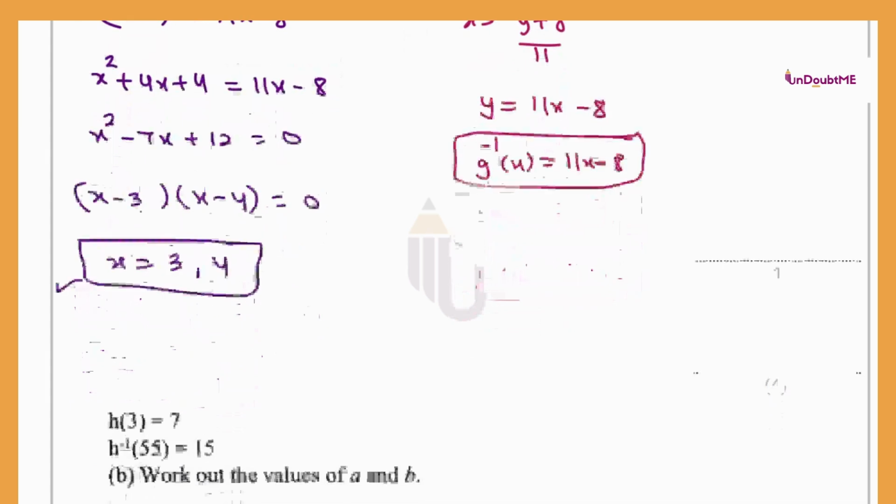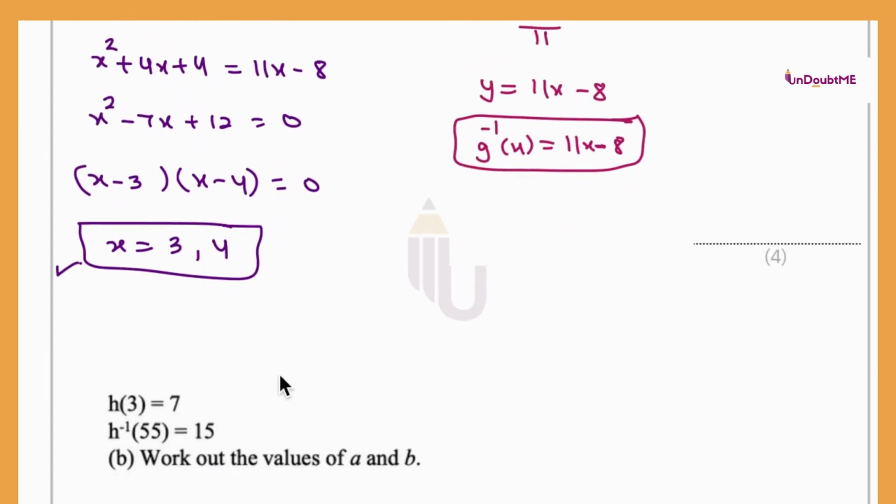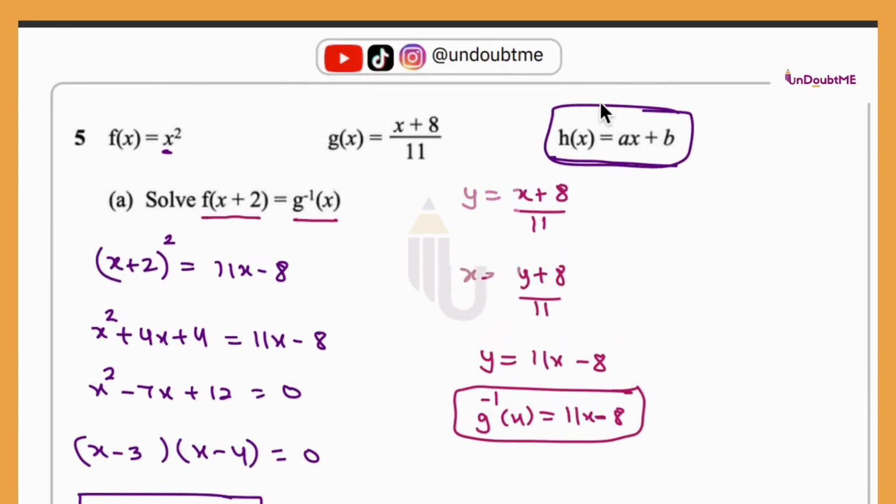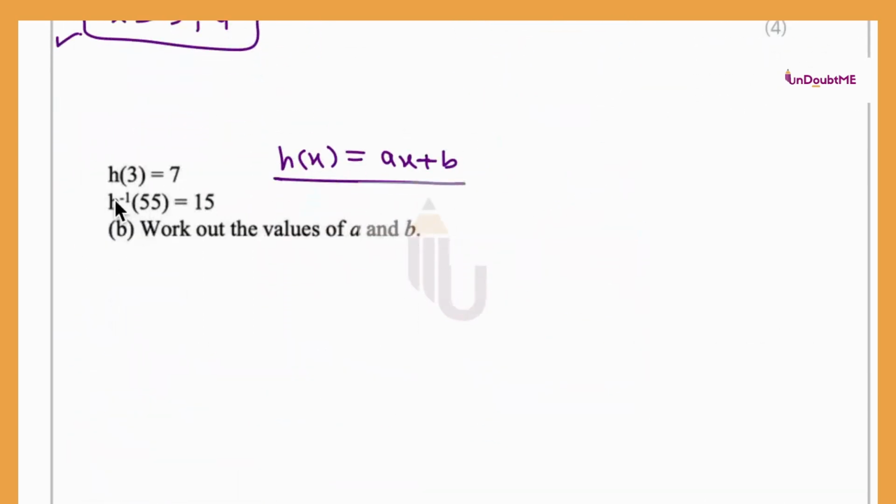Moving forward to the next question, h3. Now let me just write down the value of h(x). h(x) is given as ax plus b in the beginning. Okay, ax plus b. Now h of 3 is 7. It means I will put x is equal to 3, so that will give me 3a plus b is equal to 7. This is my first equation.